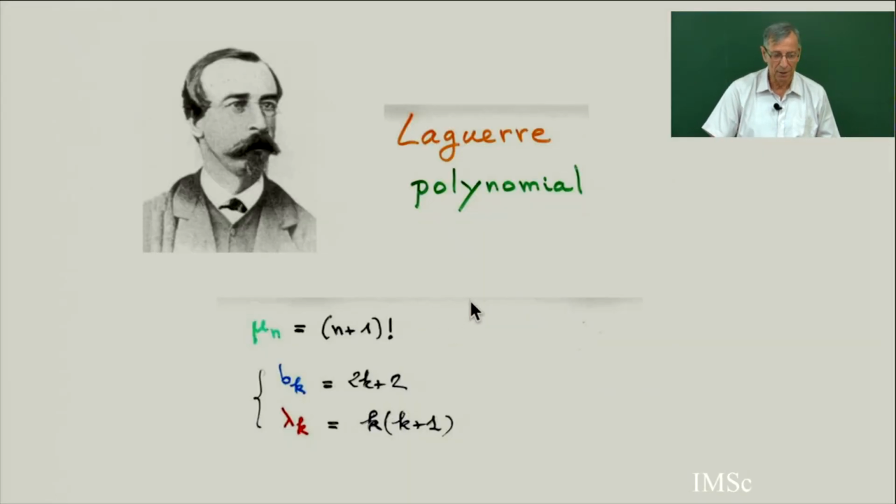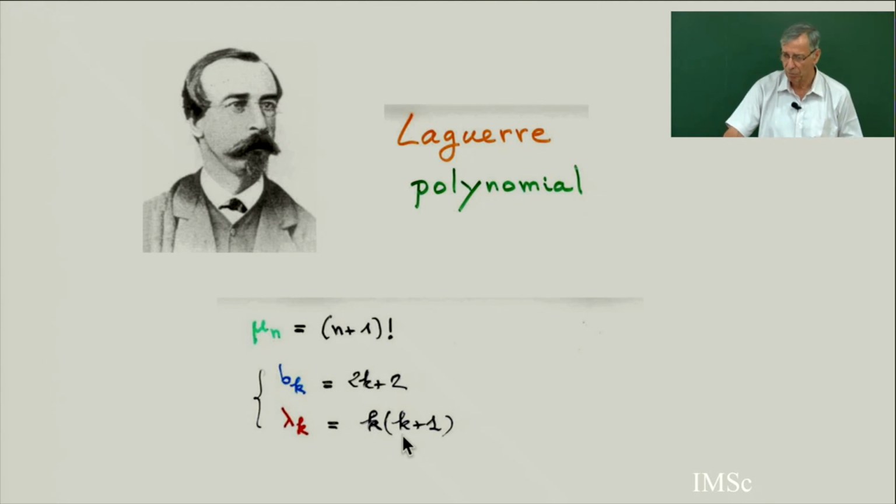So the Laguerre polynomials can be defined this way. The moment mu_n is (n+1)!, the number of permutations, and b_k is 2k+2, and lambda_k is k(k+1). See, lambda_k is quadratic in k, and b_k is linear in k.